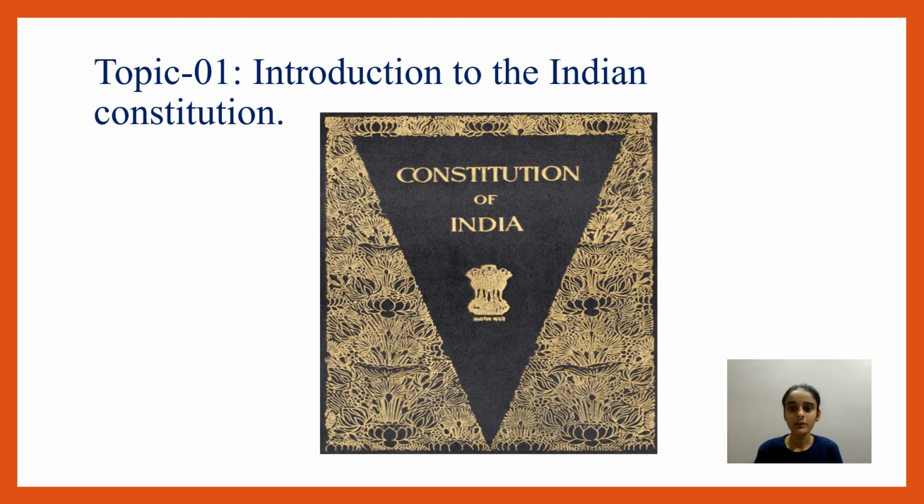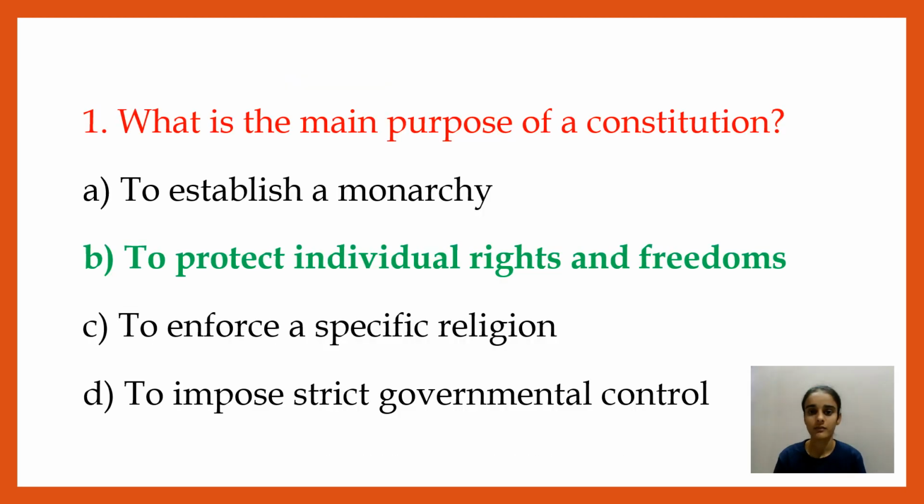Topic 1, Introduction to the Indian Constitution. First question, what is the main purpose of a constitution? Option A, to establish a monarchy. Option B, to protect individual rights and freedom. Option C, to enforce a specific religion. Option D, to impose state governmental control. And the correct option is option B, to protect individual rights and freedom.